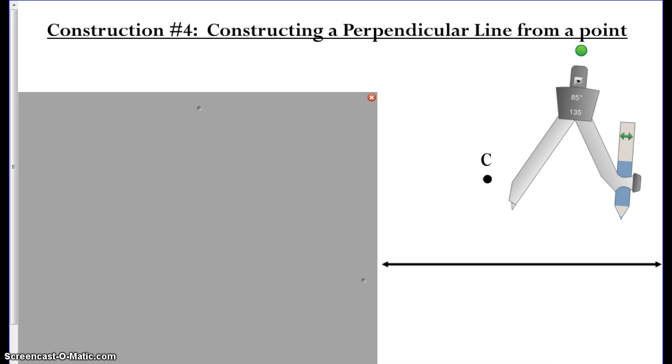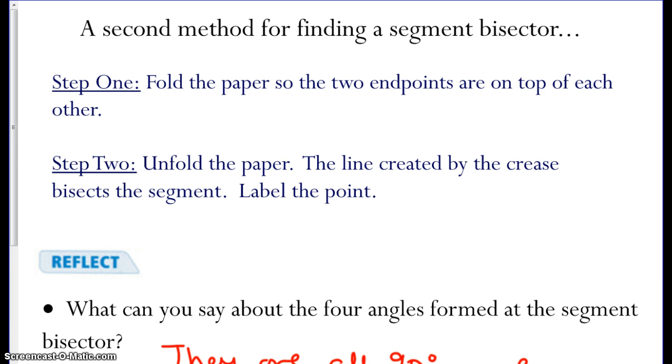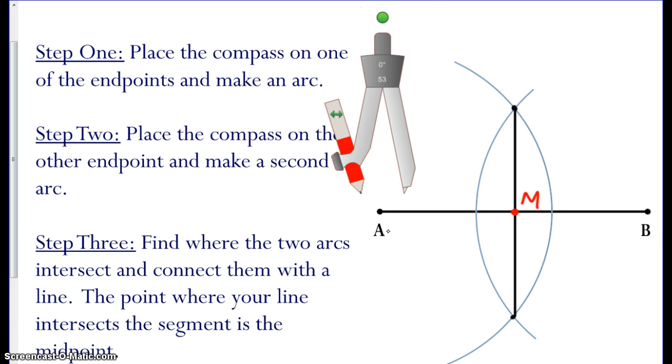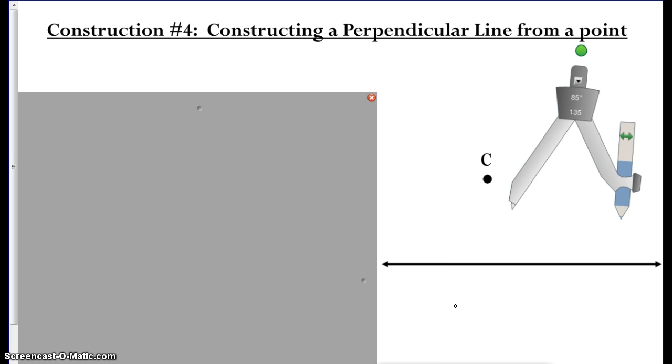This is our last construction. We are going to be constructing a perpendicular line from a point. Now, if you'll notice, this point C is not on the line. In our previous case, and I'll actually flip back so you can see what I'm talking about right here, we had a line segment at point A and point B, and then we found the perpendicular bisector. In this problem, this is actually a line, not a line segment, meaning it goes on forever left and right. And I need to create a perpendicular line that goes through point C and crosses this line.